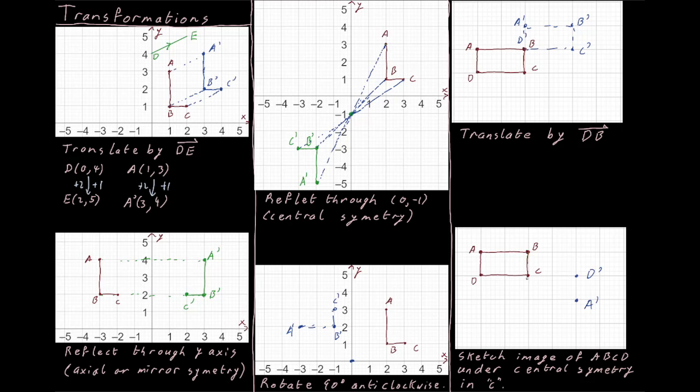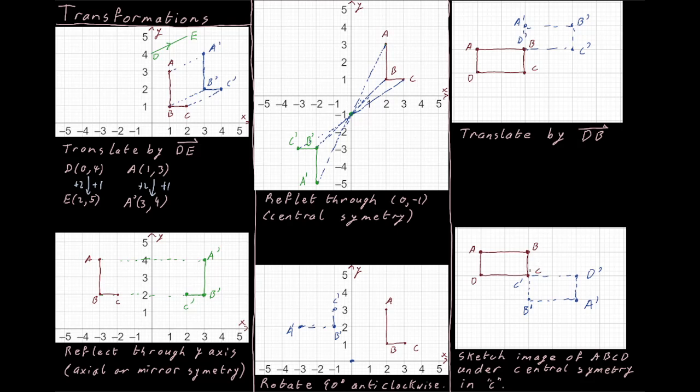And B to C, I go down 1. So up to B's image, I continue same distance, same direction out past C. And I would end up with B's image there. And C is its own image because it is the center of symmetry, so it isn't going to move. So that would be my image under central symmetry.